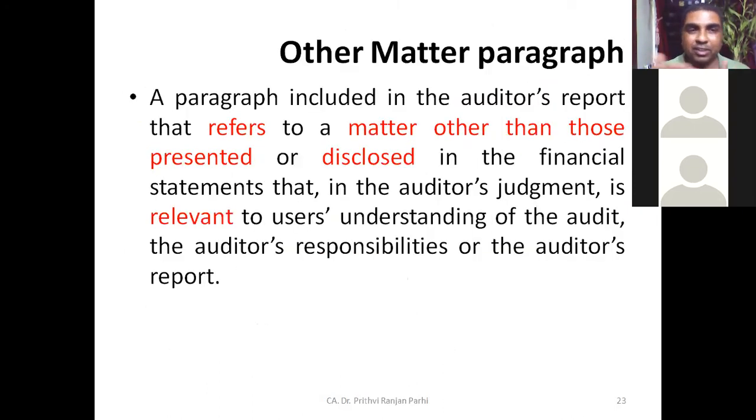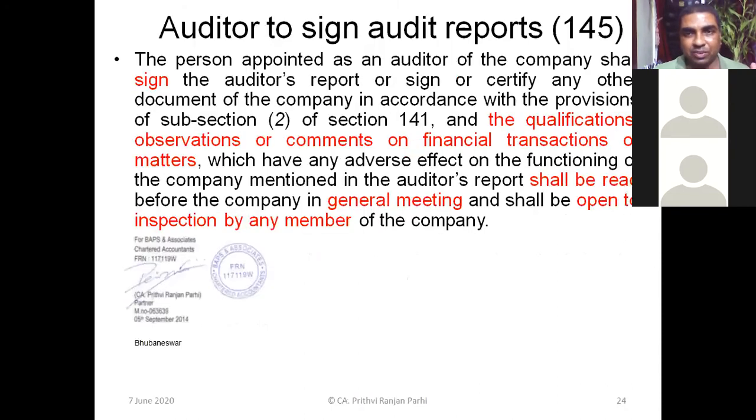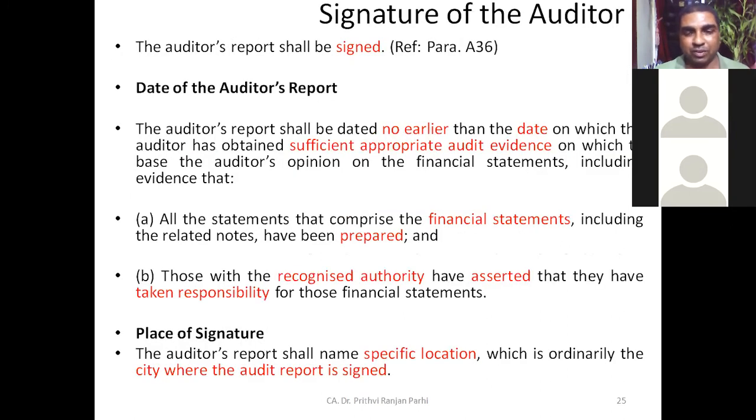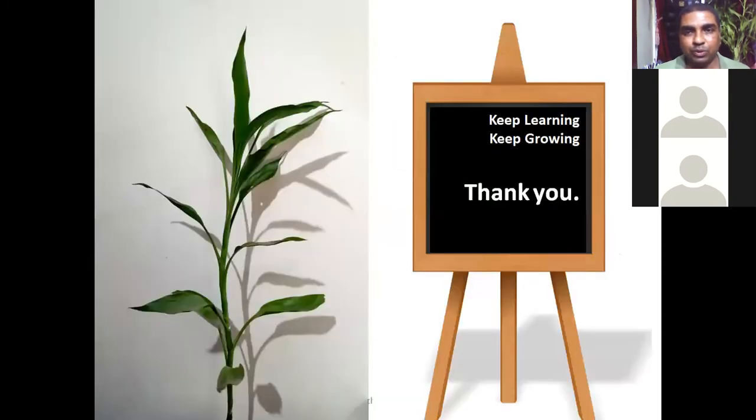Then, if the auditor wants to disclose any other matter, he can write one more paragraph, like an other matter paragraph. There he can also write it. Okay. And finally, the auditor has to sign the audit report. Now, before this, I'll be sharing one more screen with you.